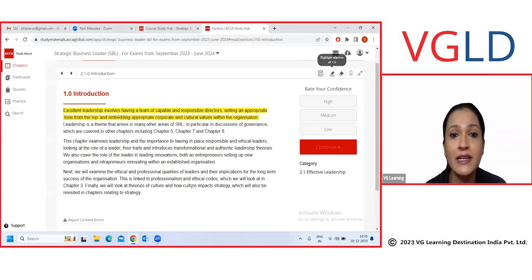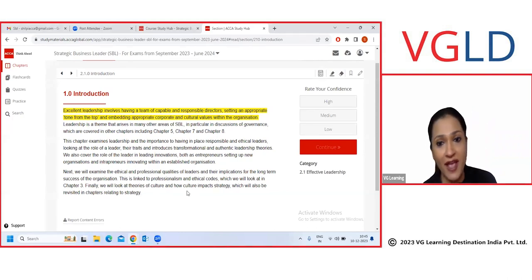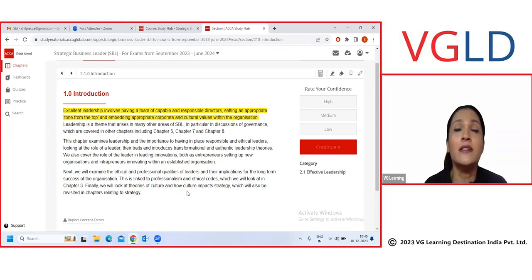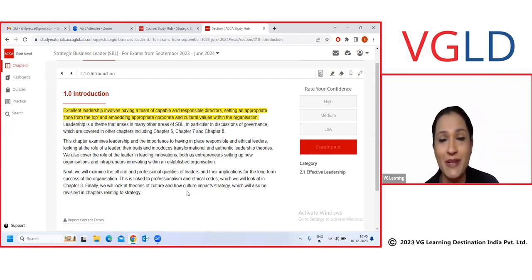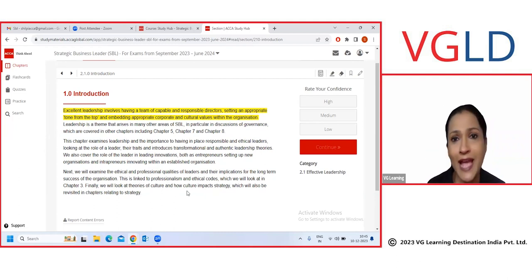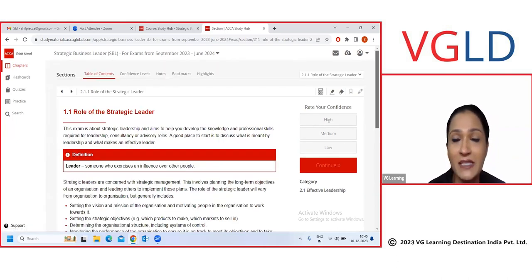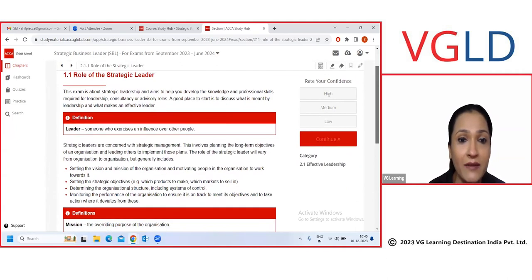We talk about leadership. Leadership is a theme that arises in many other areas of SBL. And obviously, we will be doing it across the entire syllabus because that is what we are grooming you to become. We are grooming you to become a strategic business leader. So definitely, all the aspects of the entire syllabus are going to groom your leadership skills. Okay, so let's quickly have a look at the various aspects of a strategic leader per se.